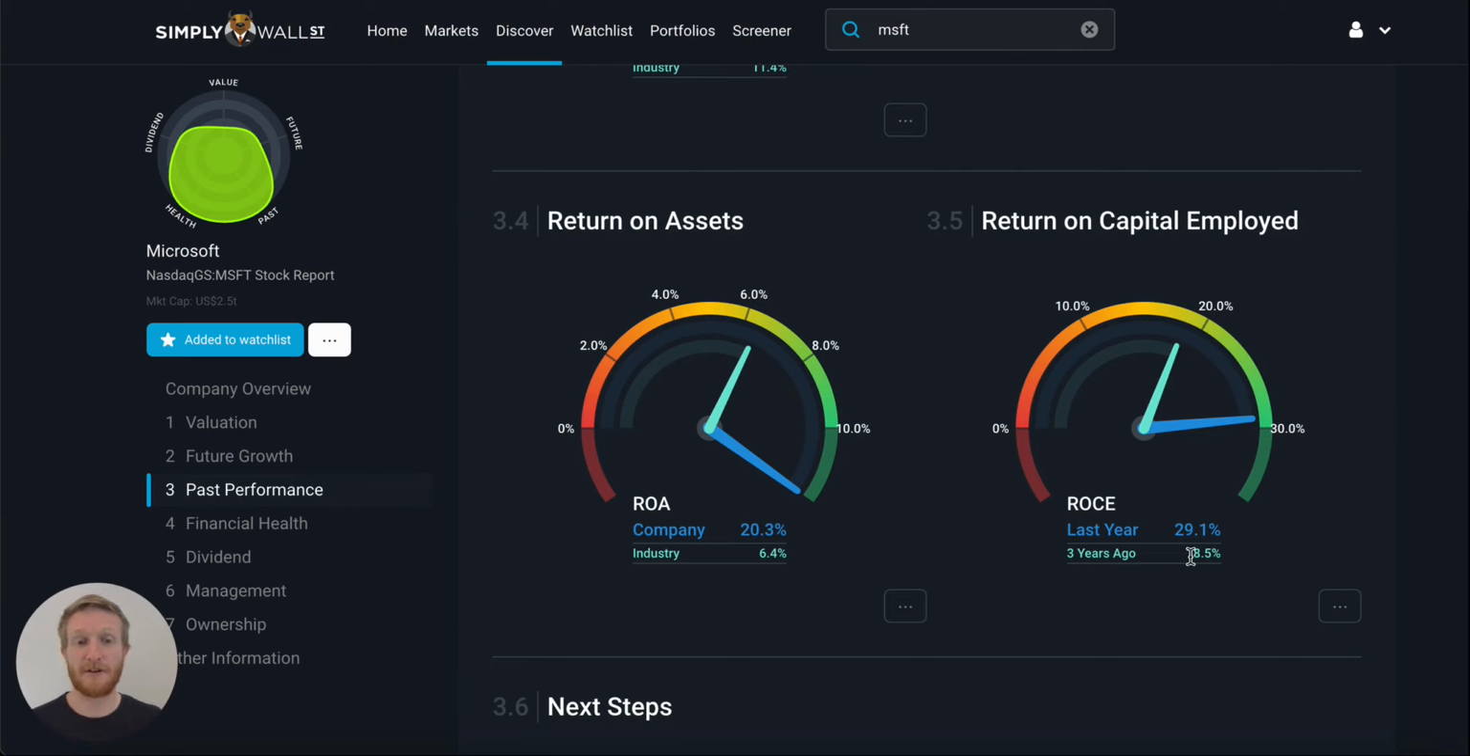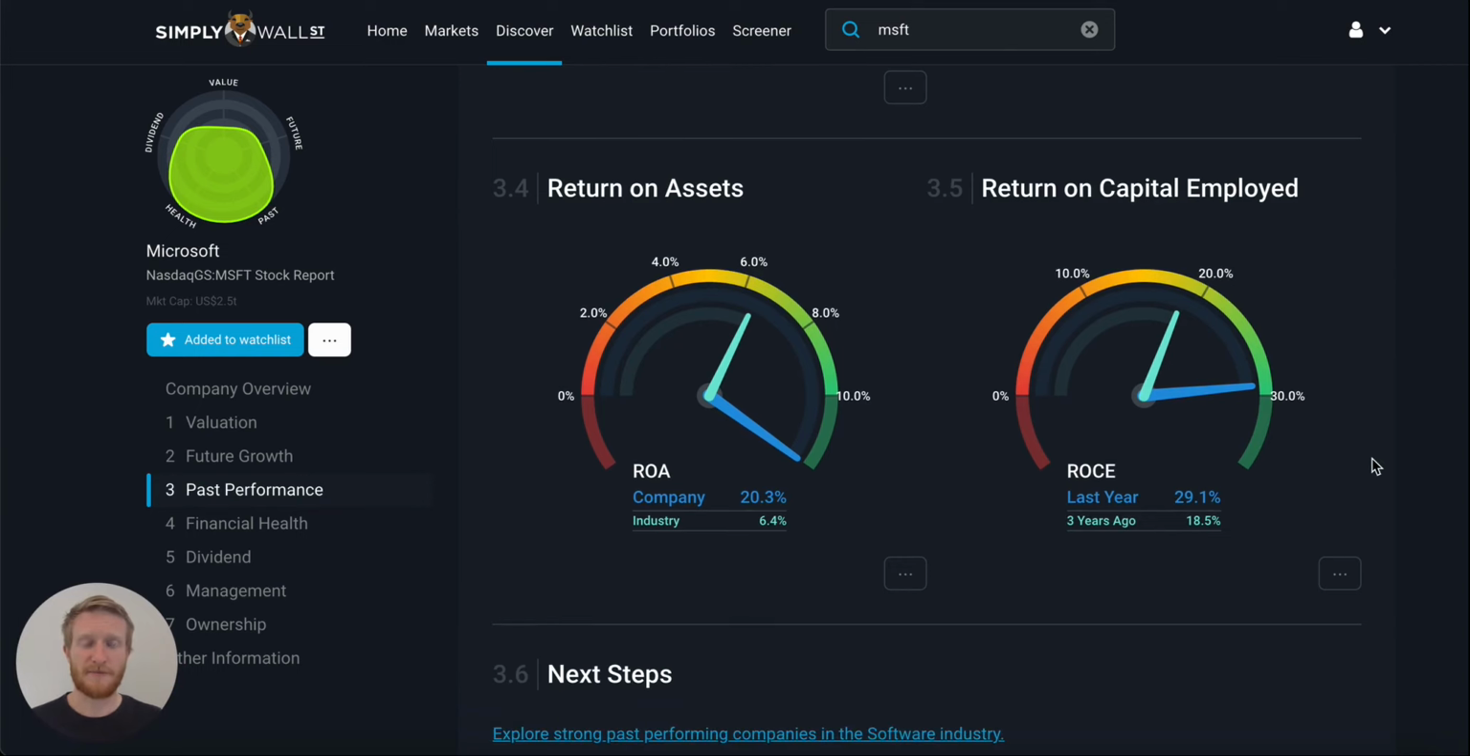The business generated 18% return on capital employed 3 years ago, and now it's generating a return of 29%. So anything above 20 is considered good, and the company is, again, proving that it can generate very profitable returns off its investments. So that's the kind of trend you want to look for. You want to see that it's improving, and if it's not improving, it tells you that what they are investing in isn't as profitable as it used to be. So that's something to keep an eye on.